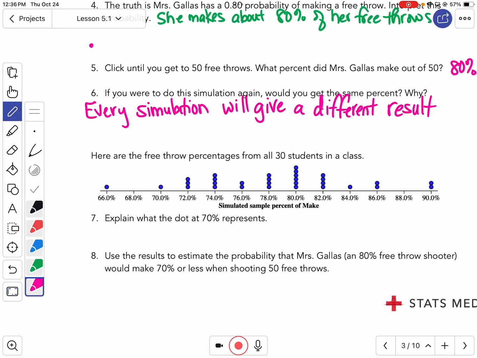Right before we left for lunch, we were talking about how every simulation is going to give us a different result. So that's why that does that. So here's what happened. They took 30 kids in a class and they all did the simulation. Okay. And then once they had done the simulation, they plotted the dots.